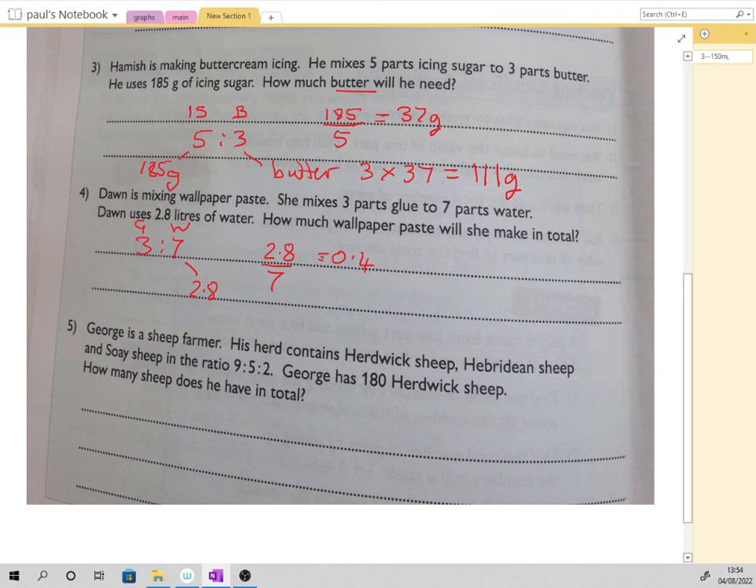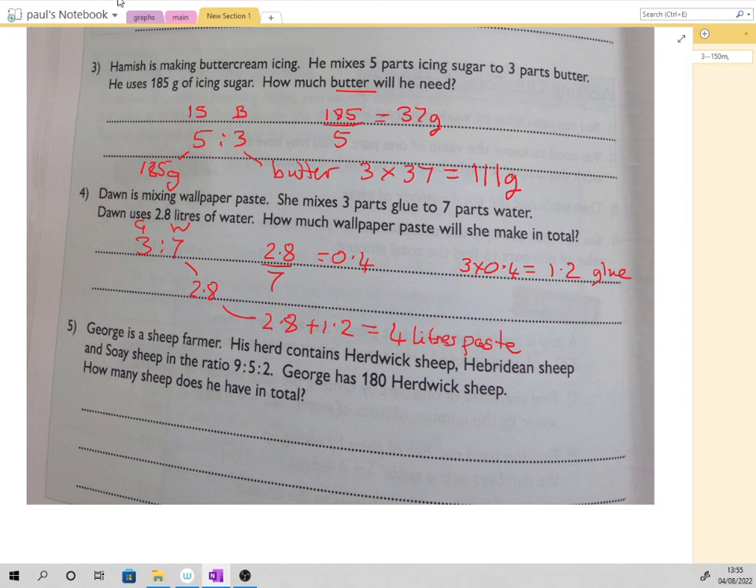Now, to find the glue, we could do 3 times 0.4, which equals 1.2. And that's the glue. And we can add the glue and the water together. So the water is 2.8, the glue is 1.2, and that will give us 4 litres altogether. 4 litres of paste.